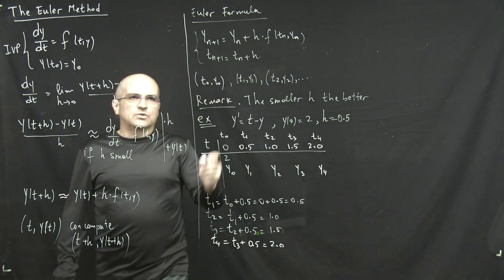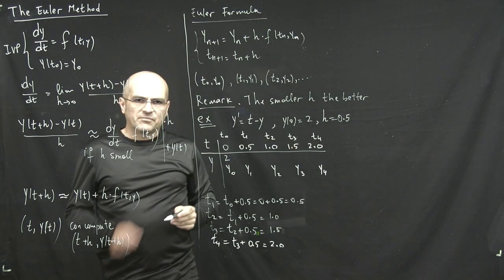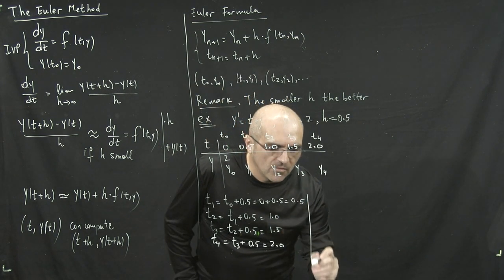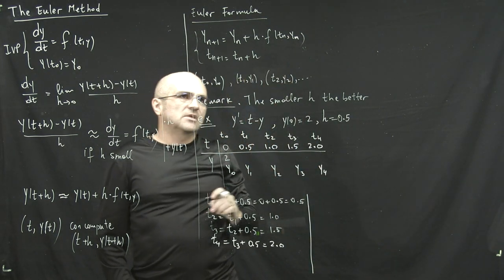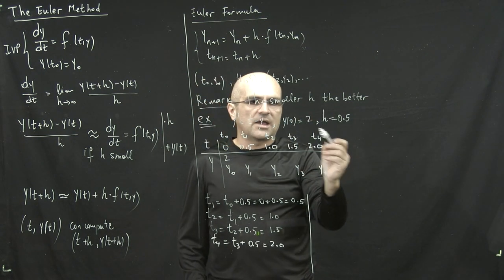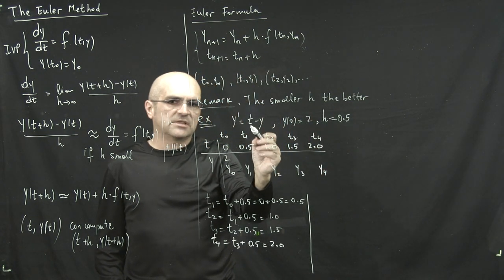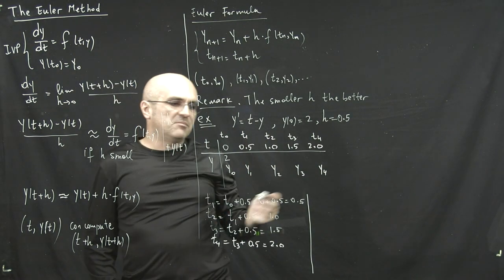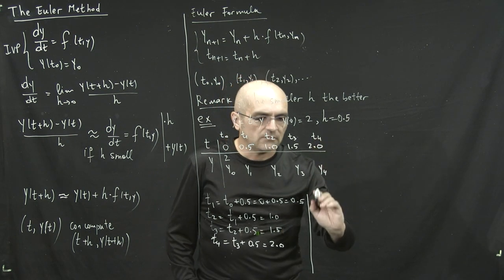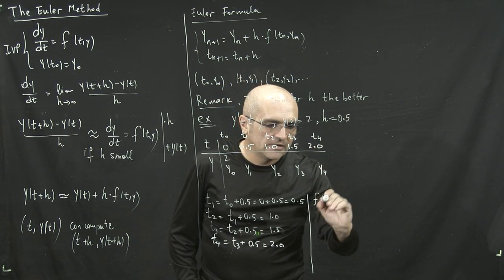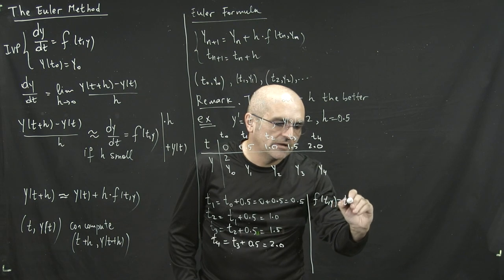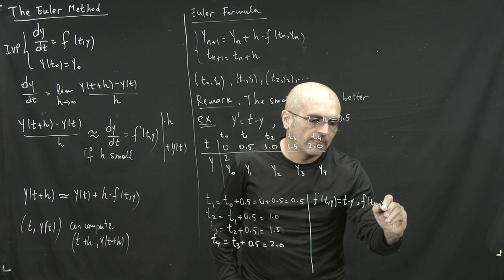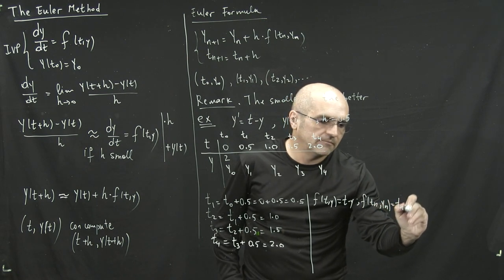The y values will be generated using this formula. One thing to keep in mind, people sometimes get confused on this: what constitutes f of tn, yn? Remember, f of tn, yn is nothing but the right hand side of the ODE. t minus y is the right hand side of the ODE, so in my particular problem, f of t, y is t minus y. Of course, f of tn, yn is equal to tn minus yn.